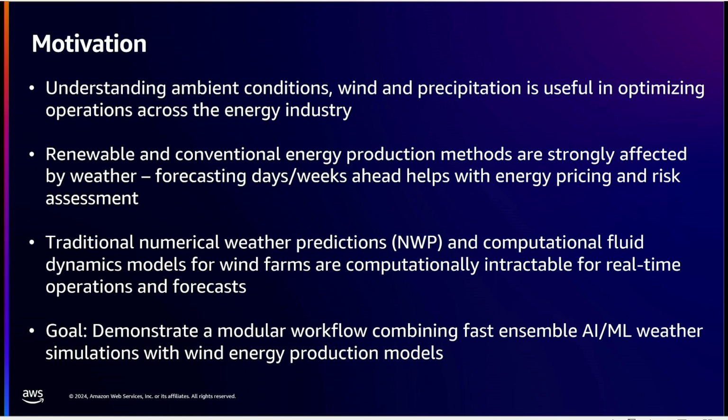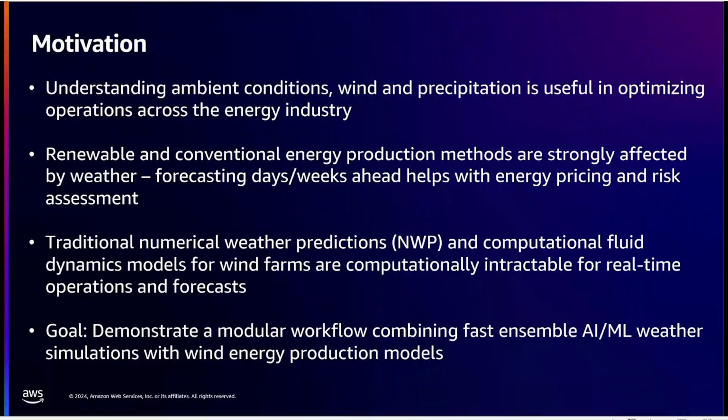Traditional numerical weather predictions, as well as downstream applications, such as computational fluid dynamics models for understanding how energy is produced in wind farms, are generally computationally intractable for real-time operations and forecast. In reality, we are constrained by a number of things when it comes to these kinds of predictions. That is the fact that these observational data comes in every few minutes, and you want to be able to run these predictions. Now, if it takes you 7 days to run a prediction of what happens over the next 7 days, then by the time it's done, it's just about useless.